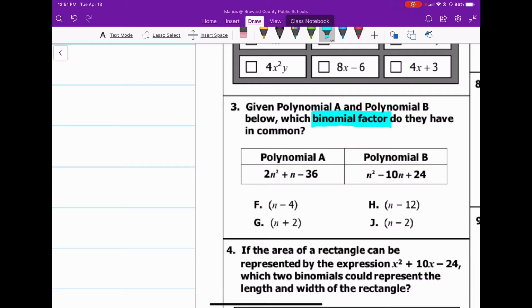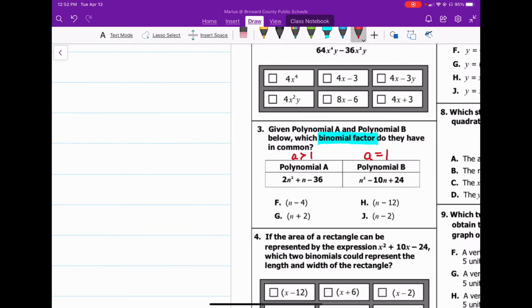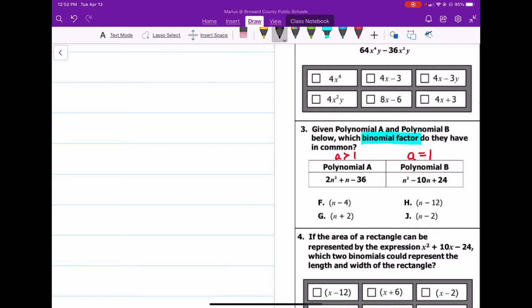Also, the other thing that we notice is that for polynomial A, the leading coefficient is greater than 1, and for polynomial B, the leading coefficient is equal to 1. The reason for pointing this out is because my suggestion for solving this would be to factor polynomial B. Do that one first, and then we can take a look at the answer choices to help us conclude what our answer will be. So let's go ahead and take time to factor the second polynomial, polynomial B, for number 3.